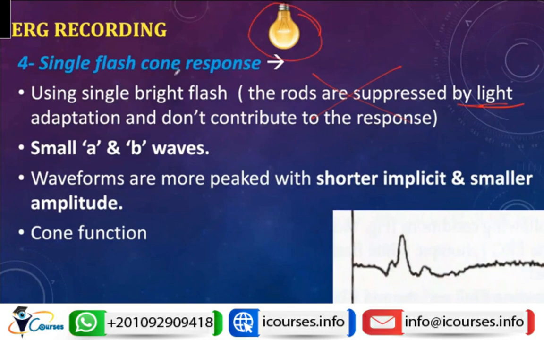Since the cones are very few, as I told you, 5 to 6 million compared to the 120 million rods, the electrical response coming from the cones will be weak or small. This will result in a smaller A wave and smaller B wave, with the waveform more peaked, with shorter implicit time and smaller amplitude, because this is attributed only to the cone function.